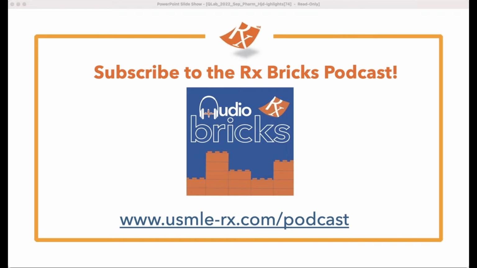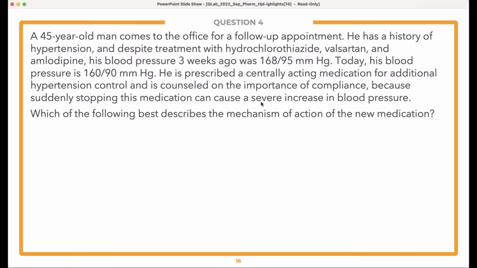Okay, with that, let's go to question number 2. And once again, we've got those answer choices covered up, and we're going to start with the lead-in. Which of the following best describes the mechanism of action of the new medication? Okay, parse that question. Think about what it is that you're going to be looking for. Obviously, it looks like there has to be 2 medications, right? If one of these is new. So with that, let's read the vignette.